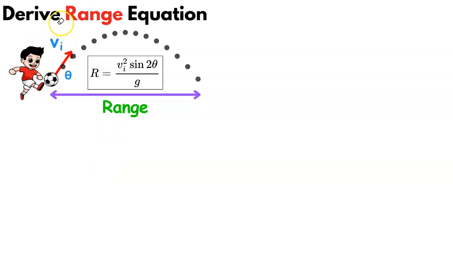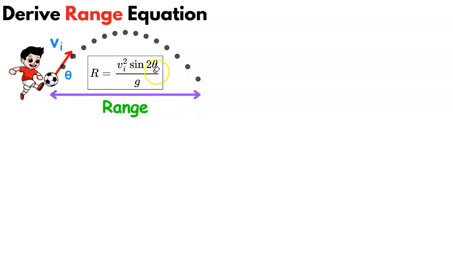In this video, we're going to derive the range equation. The range equation is an equation where, if you know the initial velocity and the launch angle of a projectile, it will allow you to calculate the range. So how far does it travel horizontally?